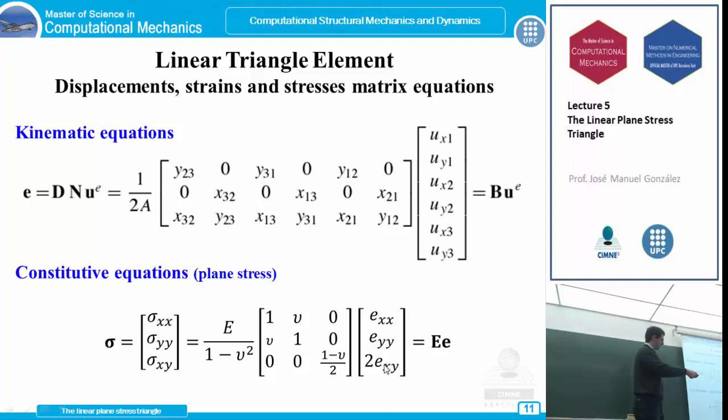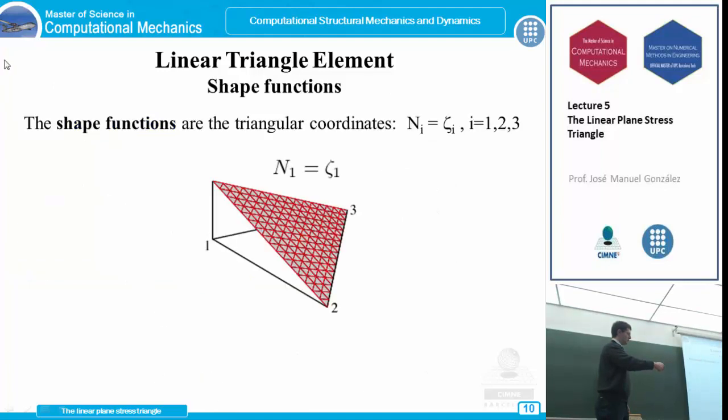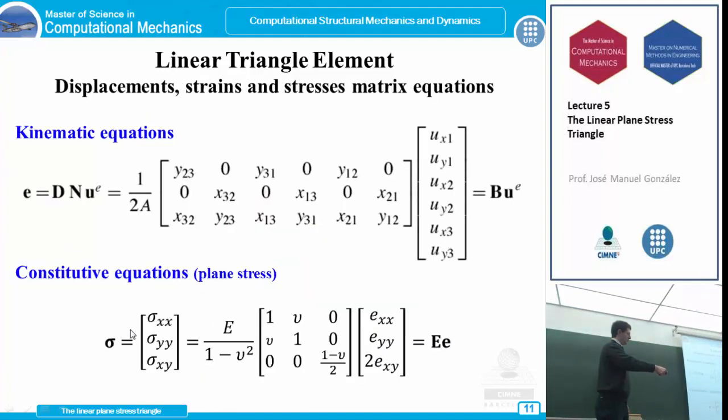Remember that the tensorial component is the distortion divided by 2. So here we have this double, which is the total distortion, which is related to the tangential stress using this coefficient here. So finally we get the relation between distortion and this tangential stress. This is the elastic matrix for plane stress.